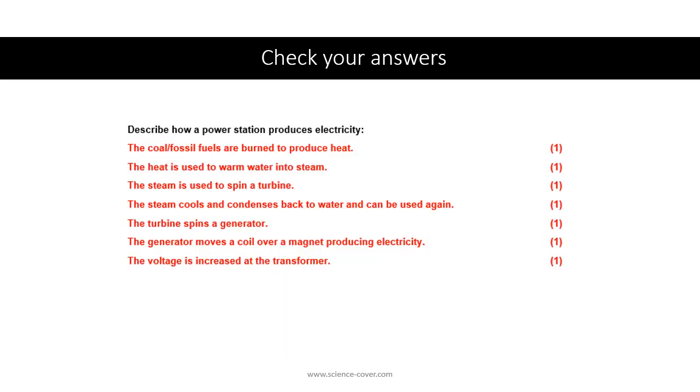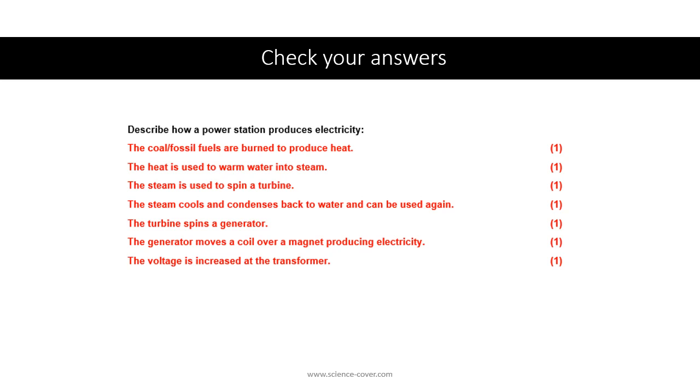Then we were asked to describe how a power station produces electricity. So first we should say that coal or fossil fuels are burned to produce heat. The heat is used to warm water into steam. The steam is used to spin a turbine. The steam cools and condenses back to water so it can be used again.